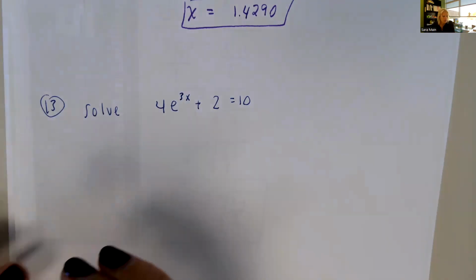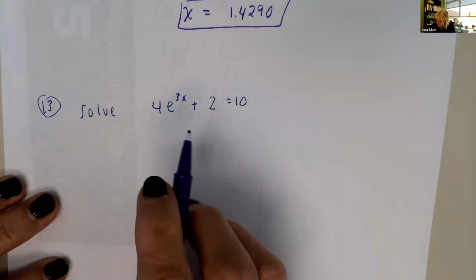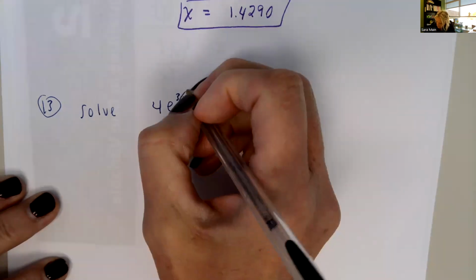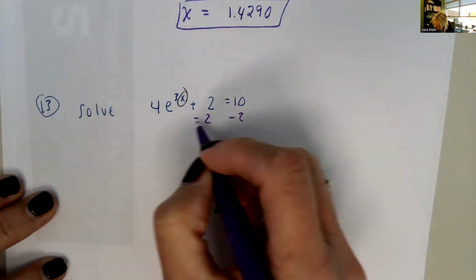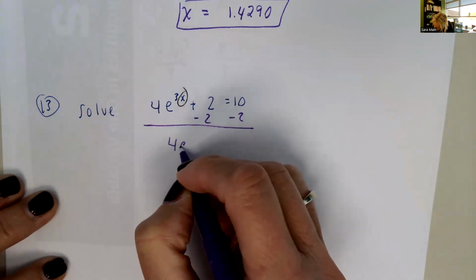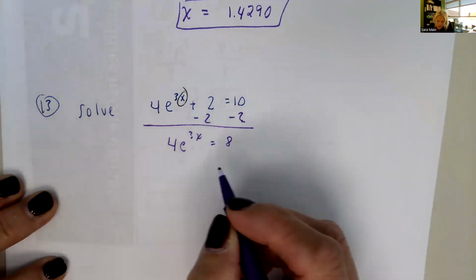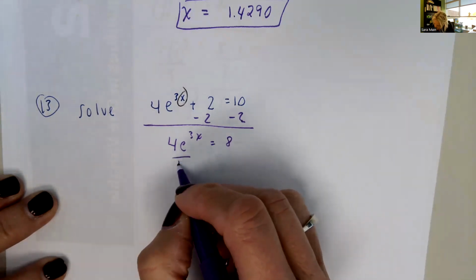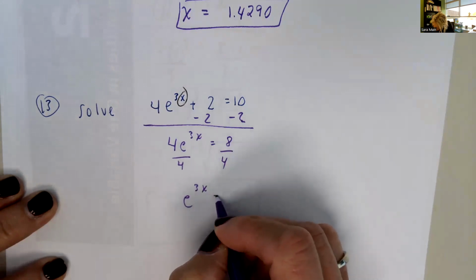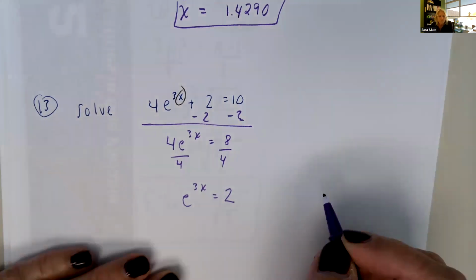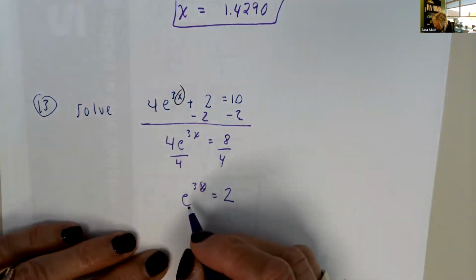Okay, question number 13 says, solve 4e to the 3x plus 2 equals 10. So we're trying to solve for x. So the first thing I'm going to do is subtract 2. And then I'm going to divide both sides by 4. And then to get to this x, I'm going to take the natural log of both sides.